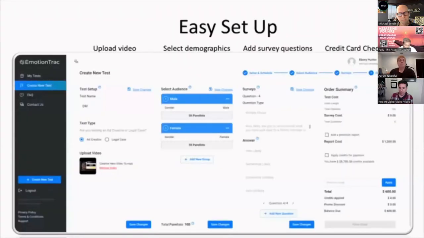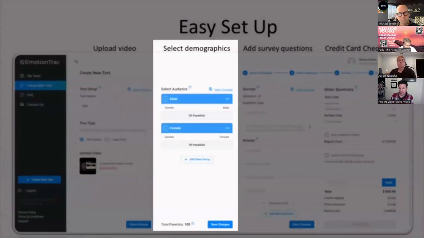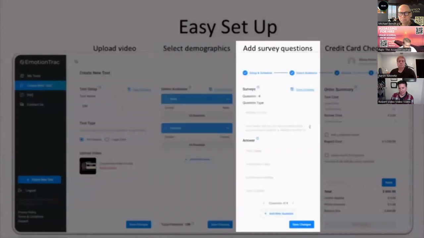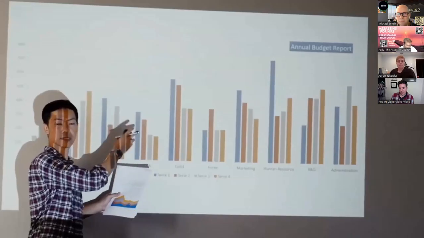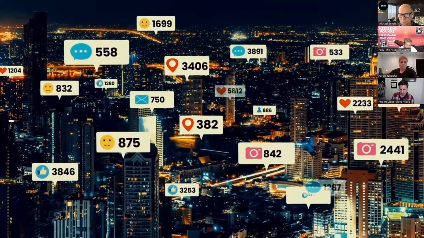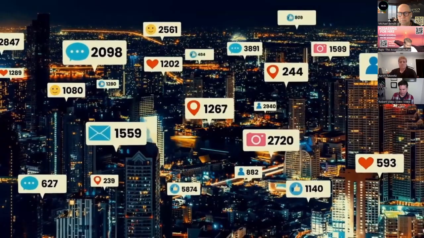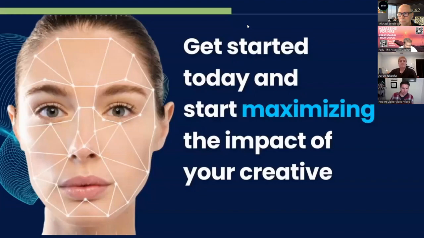Setting up a test is simple and fast. You upload your video content, select the demographic you want to target. You can add custom survey questions or stick with the standard 4 included with every basic test. Then check out. There are online tutorials and contextual help that will show you how to use our advanced features. Imagine how much time and money you can save by knowing in advance how people will react emotionally to your creative across all demographics. Get started today and start maximizing the impact of your creative.